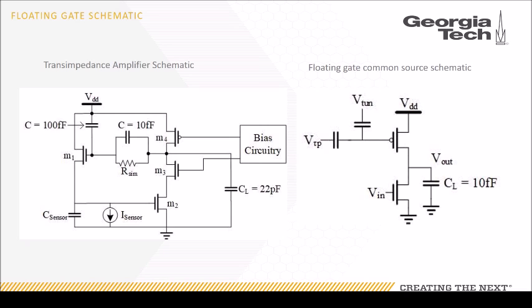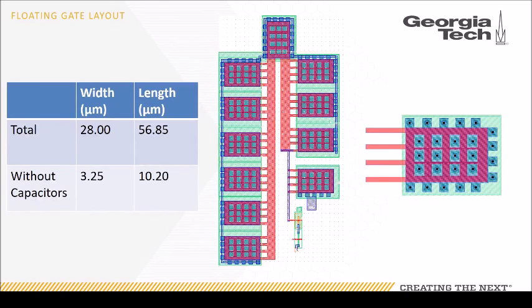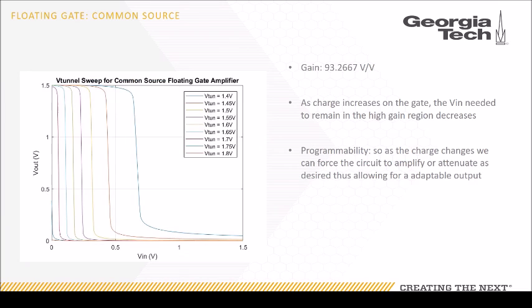Now let's apply the floating gate to a common source schematic. Here we have our floating gate common source implementation. Again, we use the same capacitor blocks on the right-hand side of the screen, which are approximately 10 femtofarad in capacitance. We provided multiple contacts in order to make sure there's good current flow between all components in the circuit. On the left-hand side of the screen, we can see our widths and lengths for the total implementation and also without the capacitors. So here we have depicted the floating gate common source implementation.